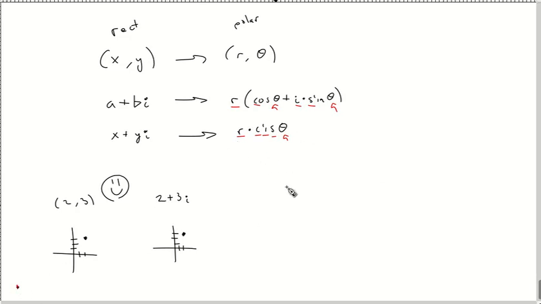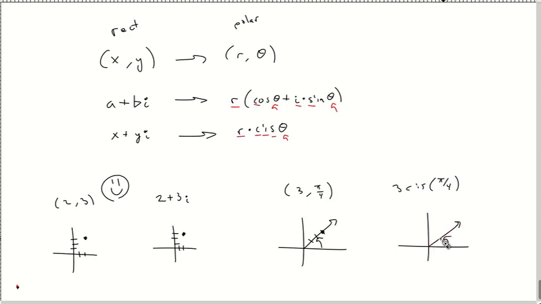Let's make an example. Let's say I had a point, 3 comma pi over 4. Okay, so we're going up at pi over 4, and we're going to go 3 distance. 1, 2, 3. There it is. But now let's do 3 cis of pi over 4. Guess what? Same thing. 45 degrees. 1, 2, 3. Yay! It's the same thing.